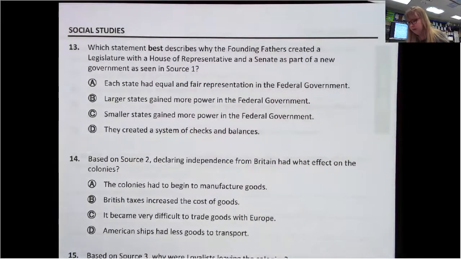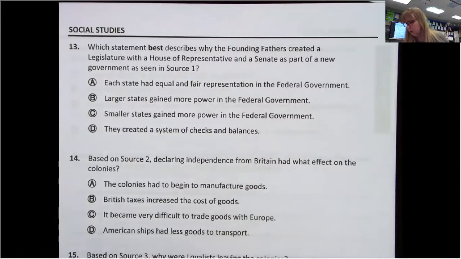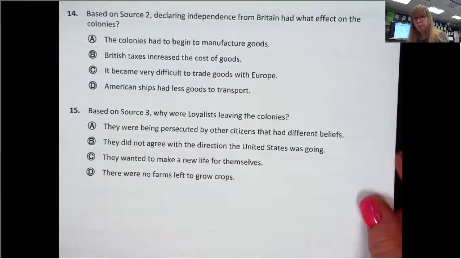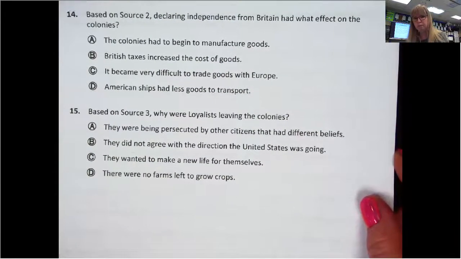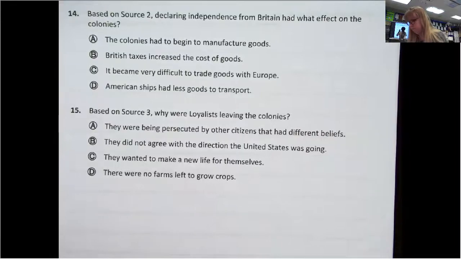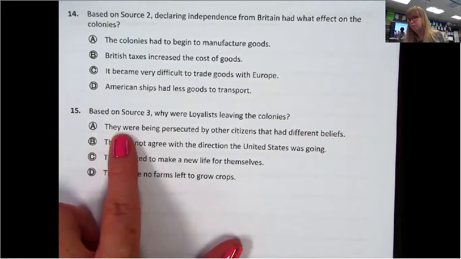Doing pretty well. Based on source 3, why were loyalists leaving the colonies? A, they were being persecuted by other citizens who had different beliefs. That's your answer.